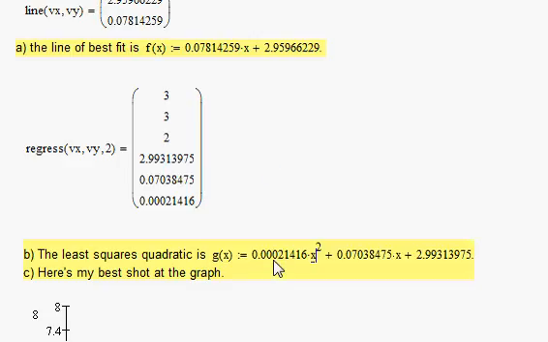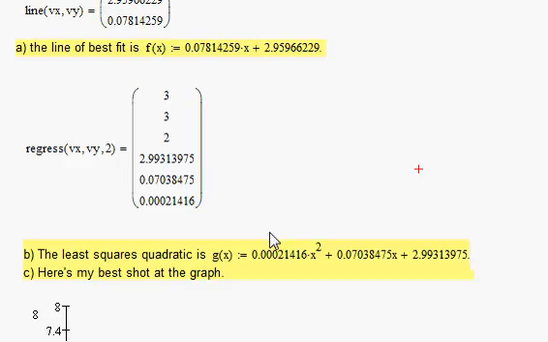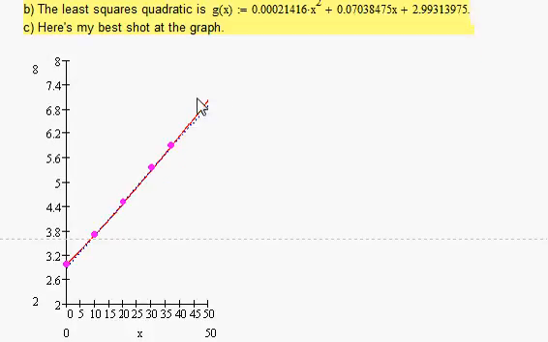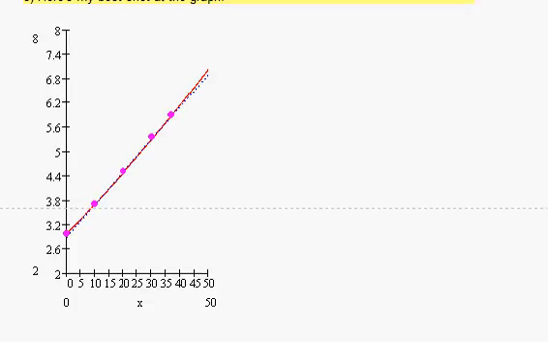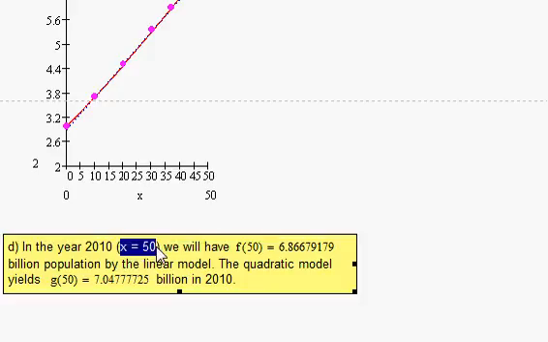So this is the squared term's coefficient. This is the linear coefficient, this is the constant coefficient, and here's my best shot at the graph. I've got the quadratic in red, the dotted is the least squares line, and the purple dots is the data that I used. Okay. In the year 2010, that would be x equals 50.